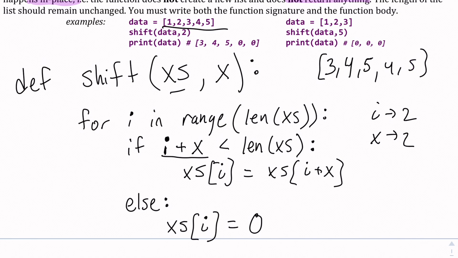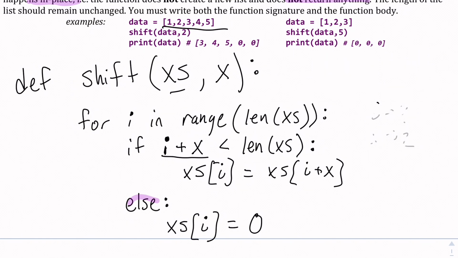So our next value of I is 3. And 3 plus 2 is 5. There is no index 5 here. So we're in this else clause where we set x's at index I equal to 0. So x's at index 3 becomes 0. And then we move to the final value of I, 4. 4 plus 2 is 6. 6 is bigger than the length of this list. So we go to index 4 and we overwrite that with a 0. And so we get our right answer here.